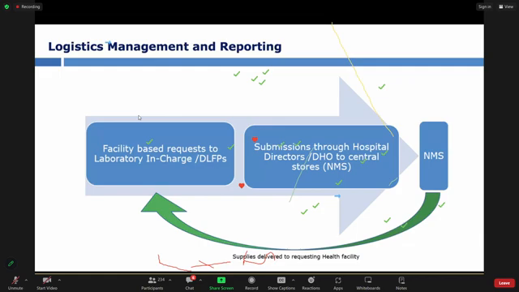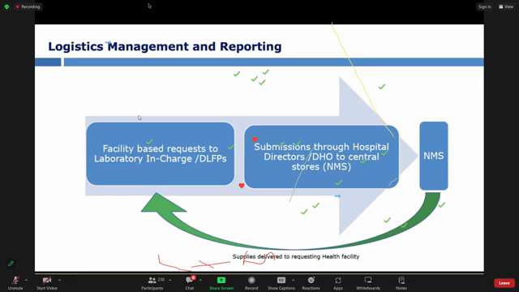On the next slide, we are going to look at the key items that we need. Make sure that you quantify for this, especially for the districts that have been highlighted as high-risk districts and those of intermediate risk. Make sure that you have a list of the items quantified for your district, and through the DHO, send this to the NMS for supplies, and NMS will deliver directly to the district.